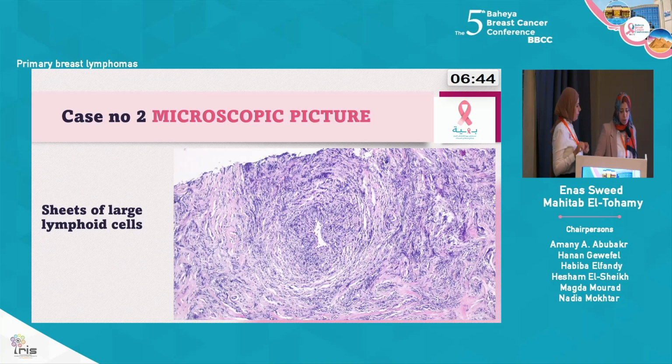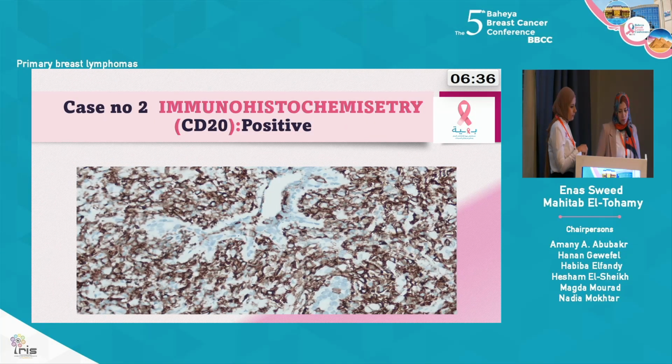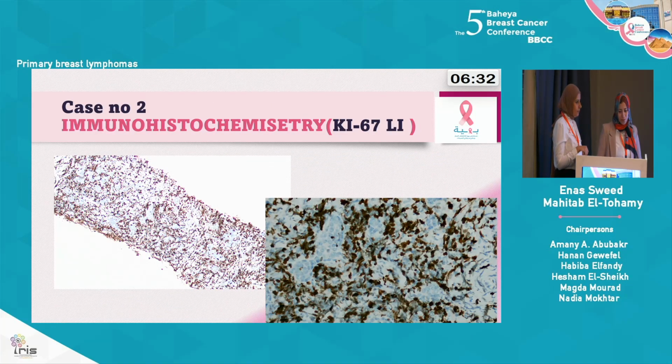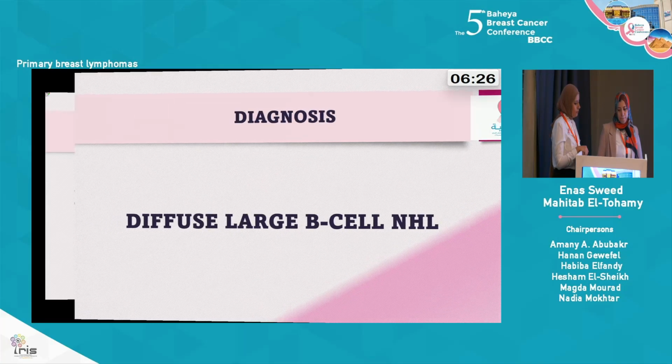Microscopic examination revealed sheets of large lymphoid cells, and cytokeratin was totally negative in tumor cells. CD20 is diffusely positive. CD3 stained the reactive background T lymphocytes, and Ki-67 was high. Diagnosis was reported as diffuse large B-cell non-Hodgkin lymphoma.